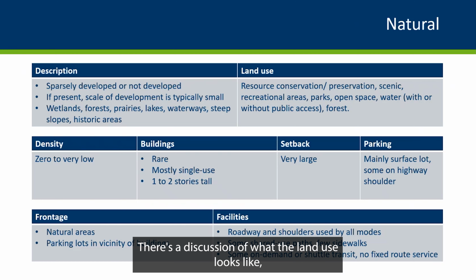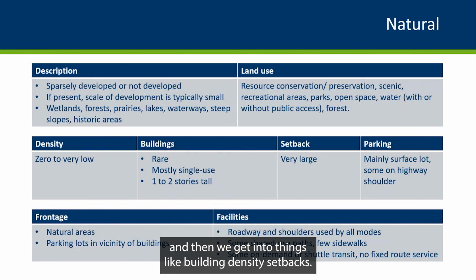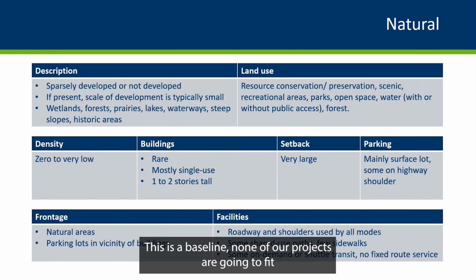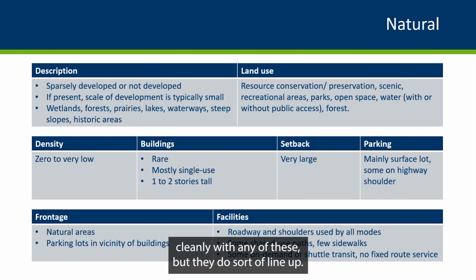There's a discussion of what the land use looks like, and then we get into things like building density, setbacks, where's the parking, what does the frontage look like? What types of roadway or transportation facilities are commonly present? This is a baseline. None of our projects are going to fit cleanly within any of these, but they do sort of line up. So that's where we're at.